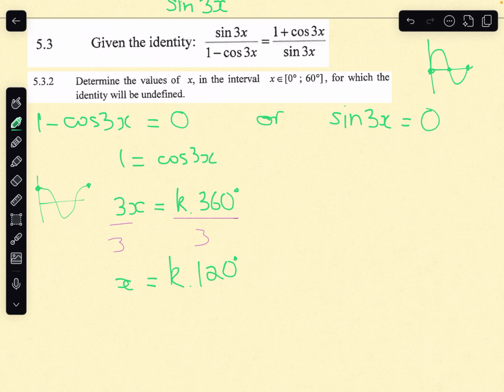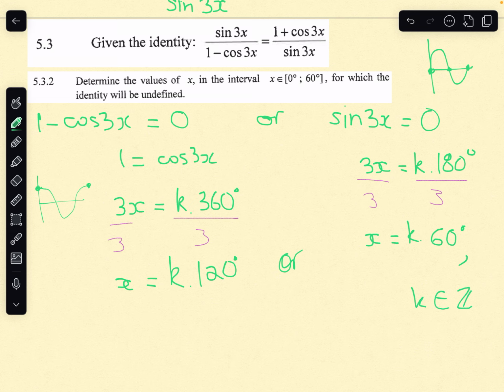So this tells me that 3x is equal to 180 degrees, any multiple of 180. So we then divide by 3, and that becomes x is equal to k times 60, right? And these are then our two solutions.